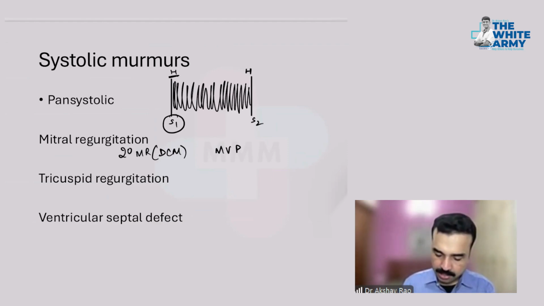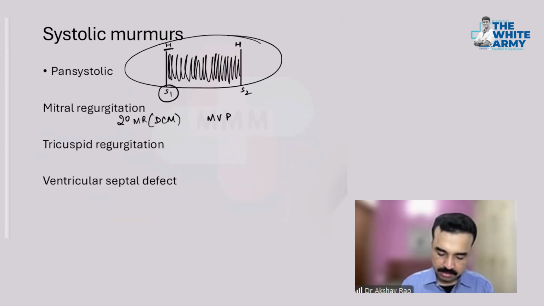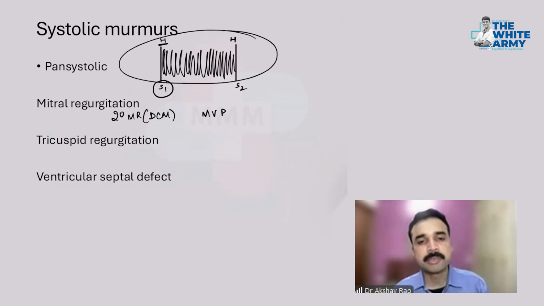Tricuspid regurgitation, again, will be very similar to mitral regurgitation, beginning at S1 all the way to S2. And again, the S1 would be soft. Okay. Tricuspid regurgitation is more localized, it doesn't radiate as much as the mitral regurgitation does. Ventricular septal defect is yet another cause of pansystolic murmur.